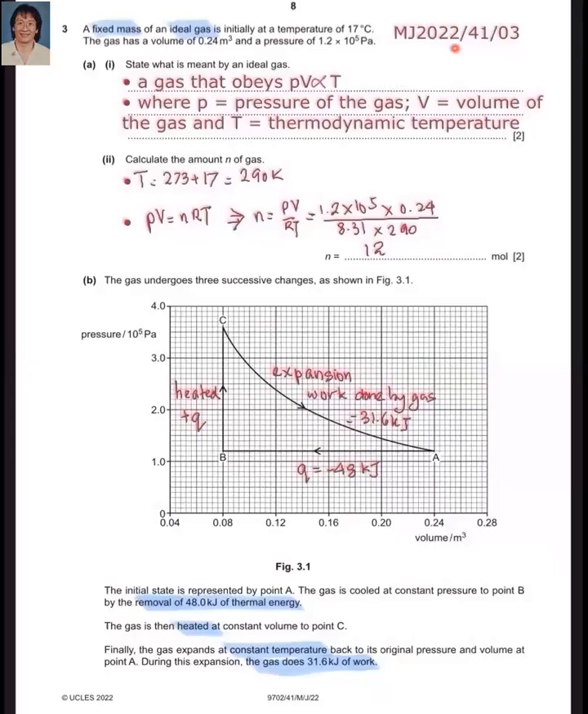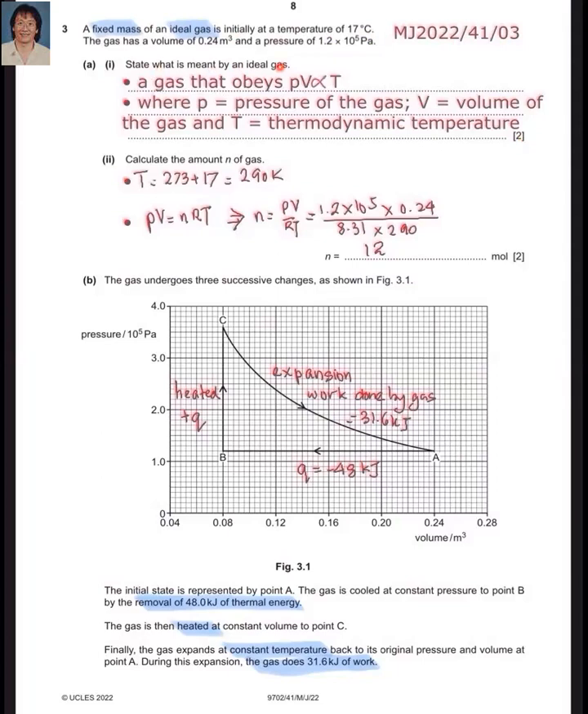This is a May/June 2022 paper 41 variant question. Question number 3. A fixed mass of an ideal gas is initially at a temperature of 17 degrees Celsius. The gas has a volume of 0.24 meter cube and a pressure of 1.2 times 10 power 5 Pascal. In part A 1, which carries 2 marks, we need to state what is meant by an ideal gas.